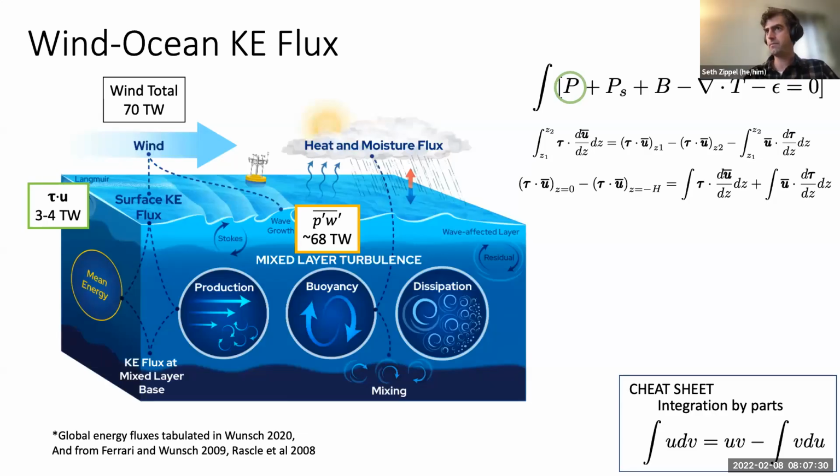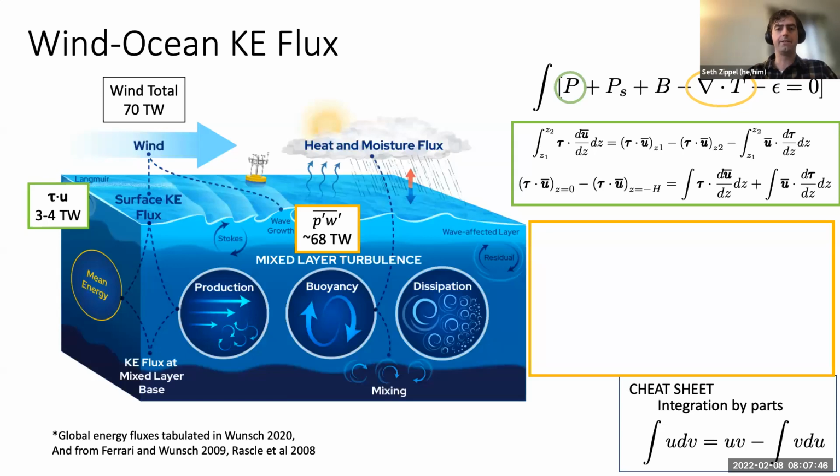Arbitrary depth. So this is how this tau.u connects to the kinetic energy, the turbulent kinetic energy equation and the mean kinetic energy equation. We have this other component, this wave supported component. And you can think of that as coming from the del.t term in this top equation here. This is the transport divergence.